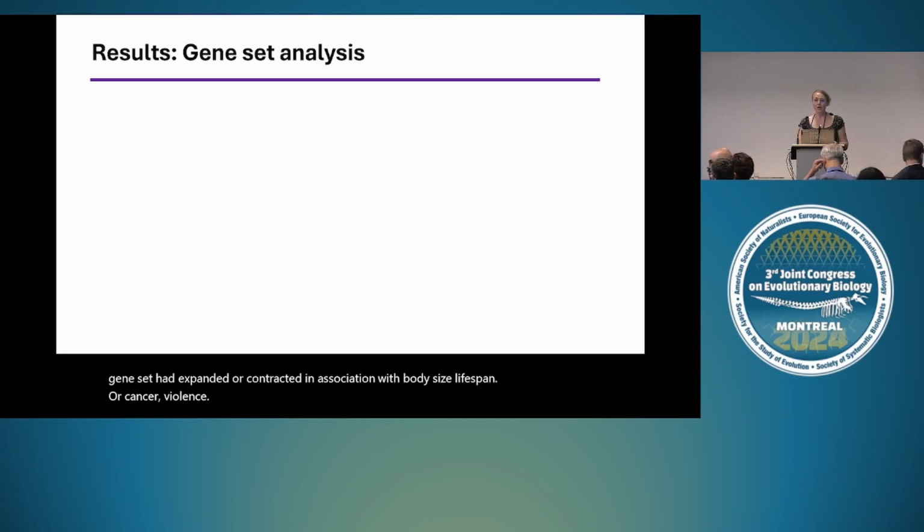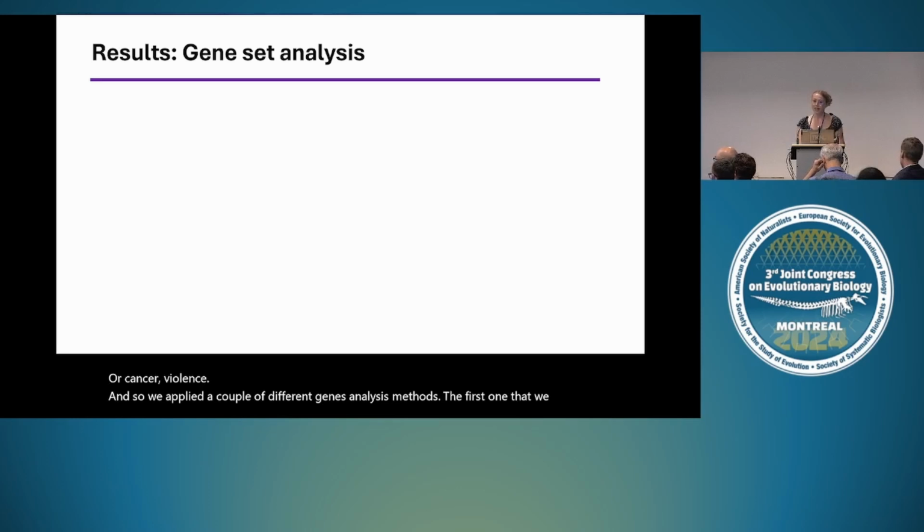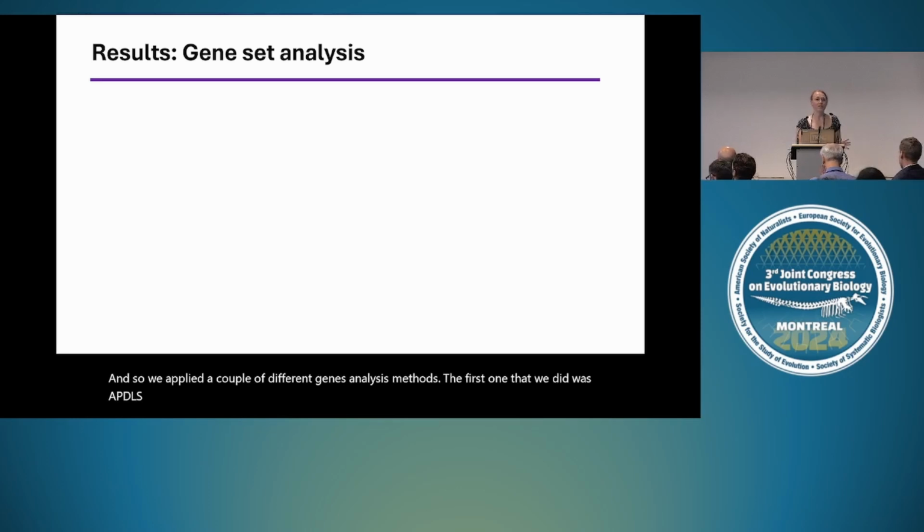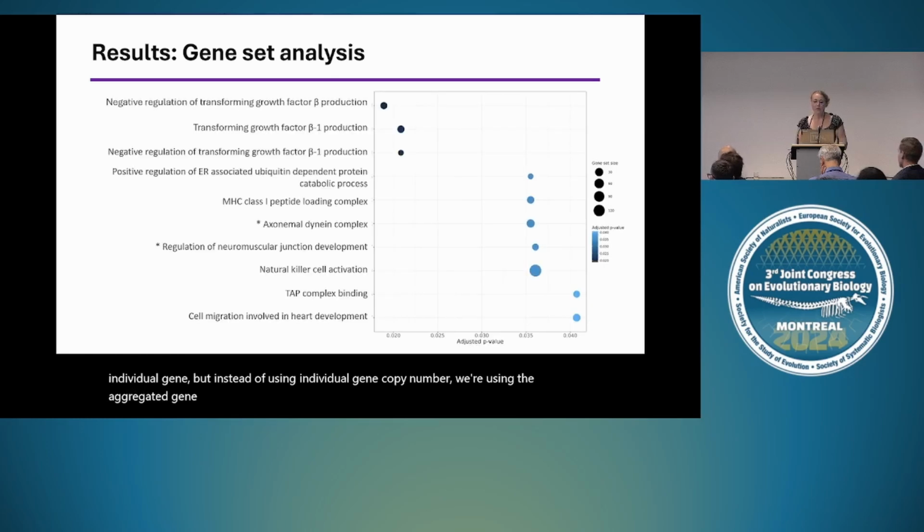And so we applied a couple of different gene set analysis methods. The first one that we did was a PGLS analysis. So the same methods that we're using for looking at association with an individual gene, but instead of using individual gene copy number, we were using the aggregated gene count. And we found 10 different gene sets that were associated with rate of malignancy, the same cancer phenotype that we were just looking at. So here are those gene sets.